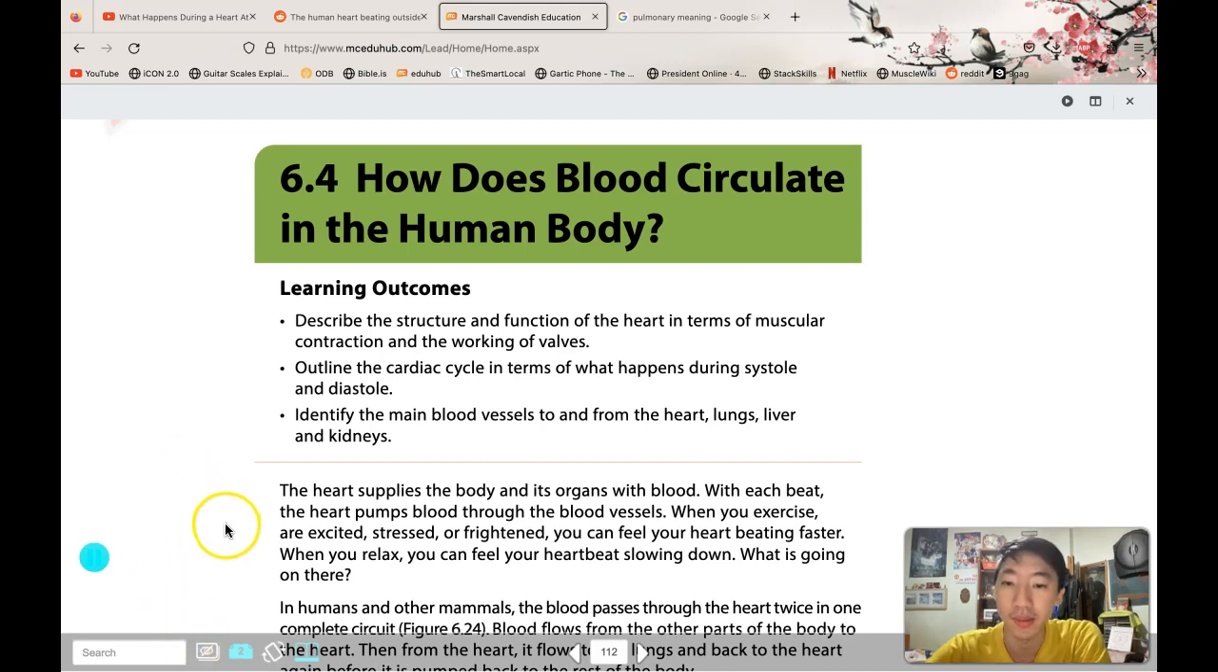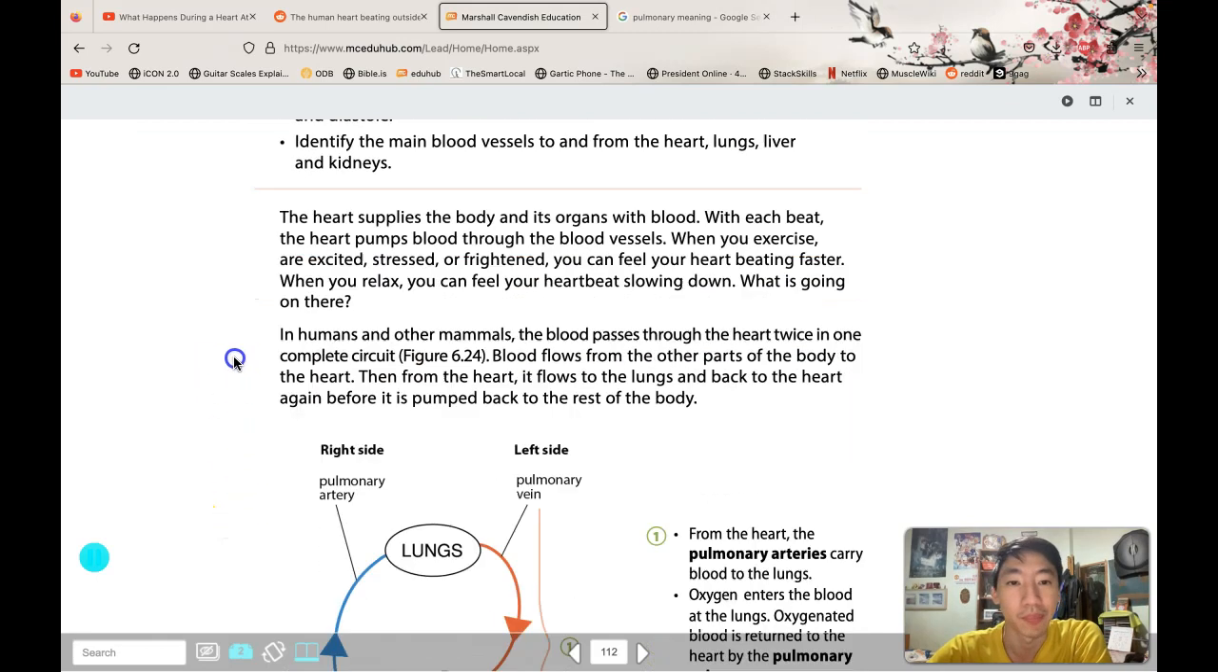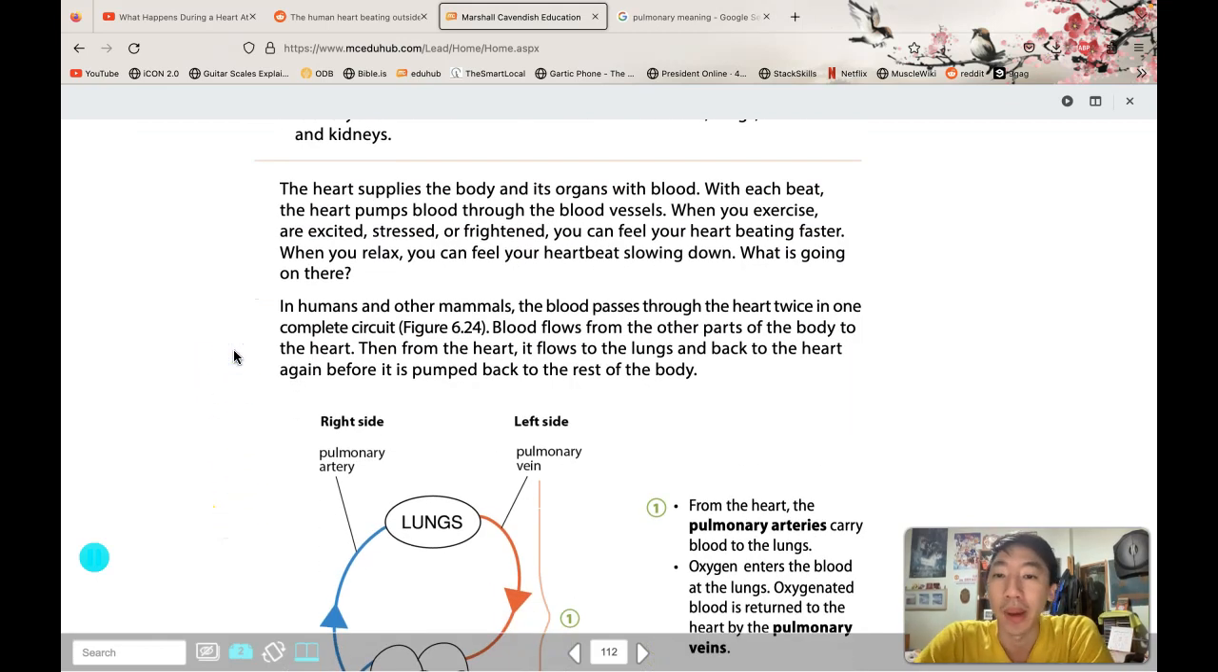So the heart supplies the body and its organs with blood. With each beat, the heart pumps blood through the blood vessels. When you exercise, your heart beats faster. When you relax, you feel your heartbeat slowing down. So what is going on?